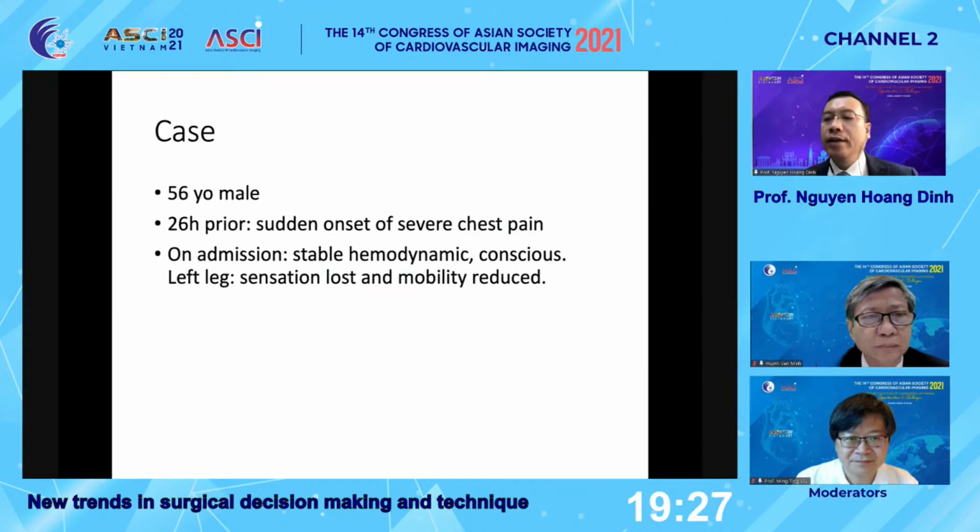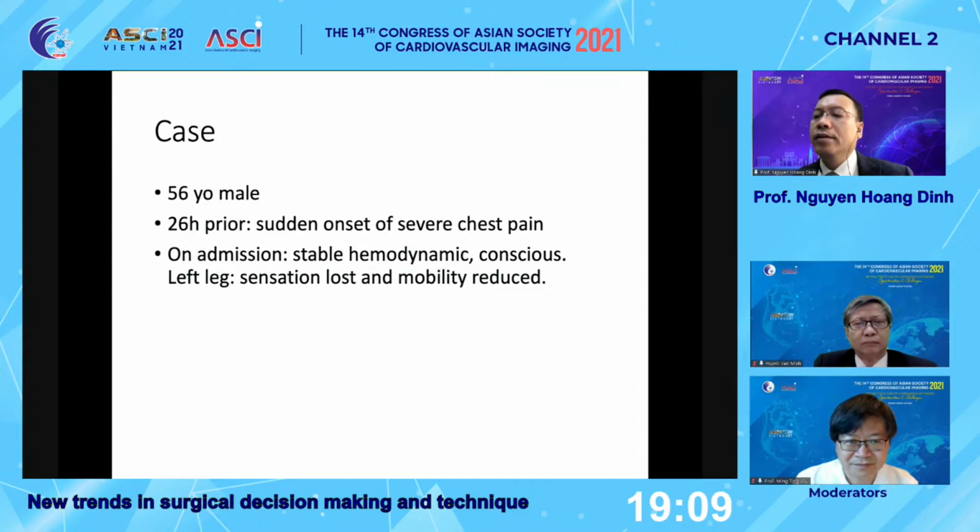So let's begin with a case we got this month. A 56-year-old male was admitted to our center of cardiovascular surgery with sudden onset of excruciating chest pain 26 hours prior. On admission, his hemodynamics were stable and he was conscious, but his left leg lost sensation and mobility was reduced.